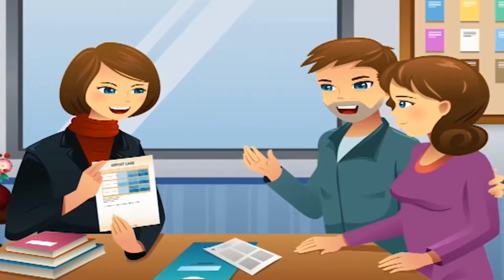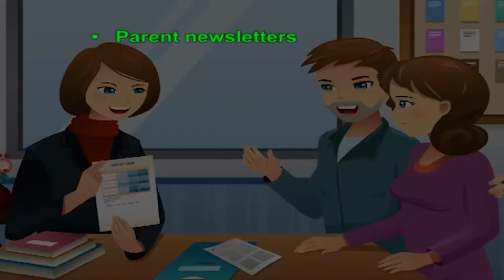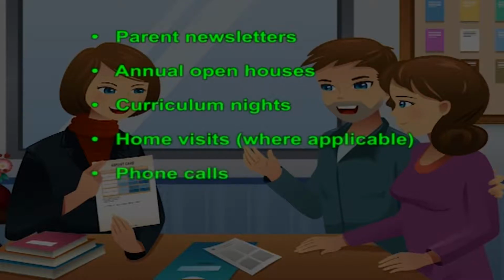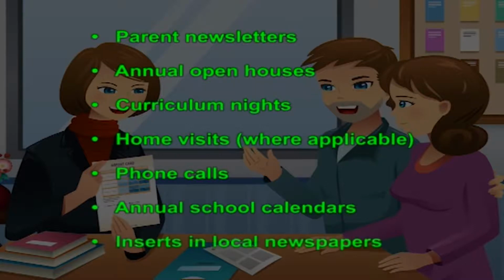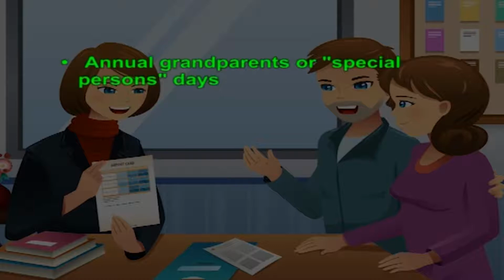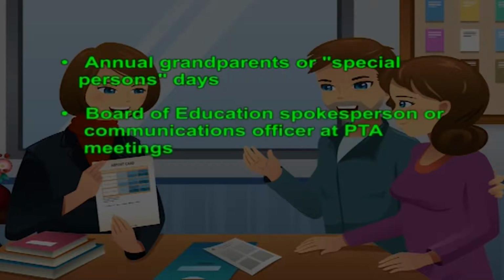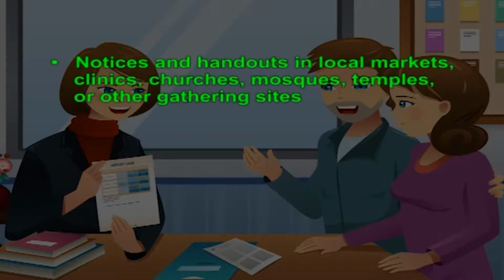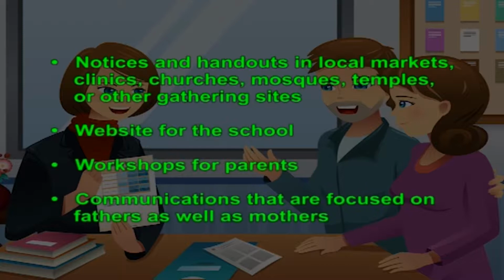It is essential that a variety of strategies adapted to the needs of particular families and their schedules be incorporated into an overall plan. Some strategies to consider include parent newsletters, annual open houses, curriculum nights, home visits wherever applicable, phone calls, annual school calendars, inserts in local newspapers, annual grandparents or special persons days, Board of Education spokesperson or communication officer at PTA meetings, homework hotlines, annual field days, notices and handouts in local markets, clinics, churches, mosques, temples or other gathering sites, website for the school, workshops for parents, communications that are focused on fathers as well as mothers.